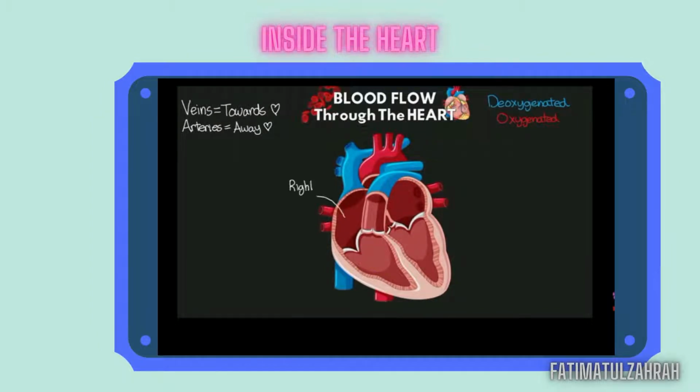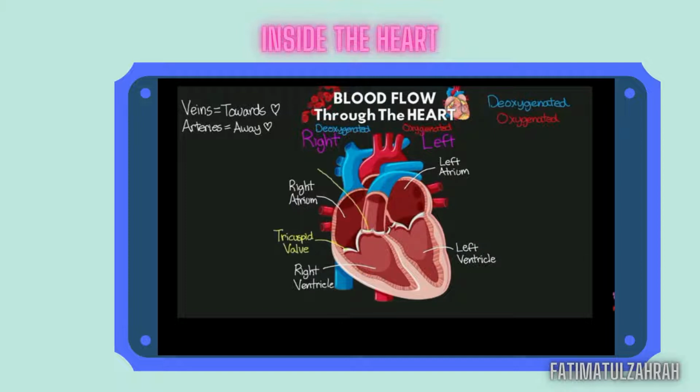The heart has 4 main chambers, 2 upper chambers which are the atria and 2 lower chambers called ventricles. The heart is divided into right and left sides. We have the right atrium, right ventricle, left atrium and left ventricle. The heart has 4 heart valves that we need to know, one at the exit of each of the 4 chambers.